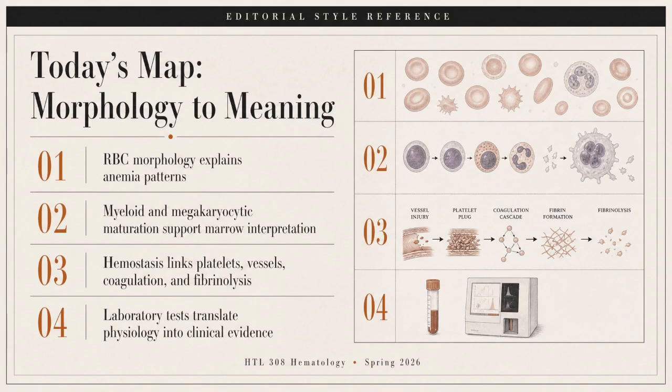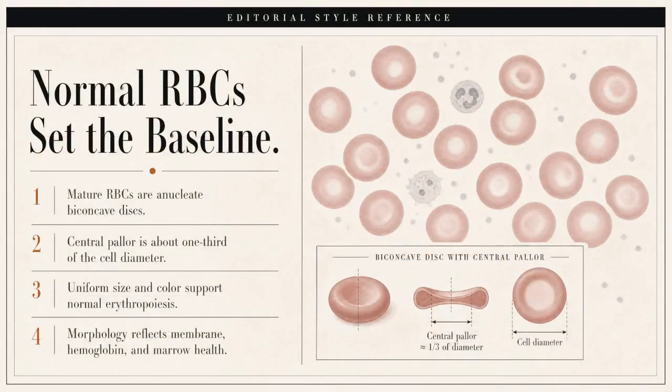The overall theme is correlation. Morphology, mechanism, and laboratory interpretation should always reinforce one another. Normal red blood cells are our baseline for recognizing almost every abnormality. These anucleate biconcave discs are optimized for gas exchange and deformability.